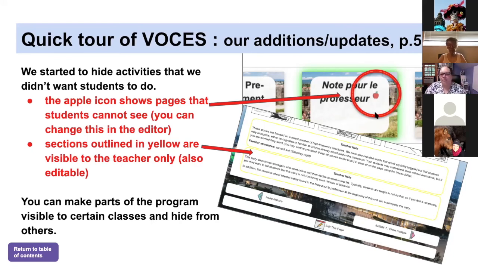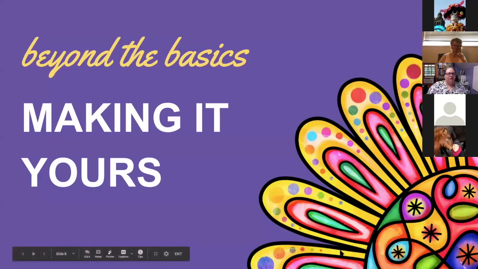But so this Apple icon shows pages that the students can't see. You can decide to change any of them, add them, take them away in the editor. Any sections in Voces that are outlined in yellow will be on your page, and the students will see the page, but they won't see the boxes in yellow. Okay, that's also editable. And so then you can decide which pages that you want students to see versus the ones that you don't. Now we're going to start talking about how you can make Voces yours.